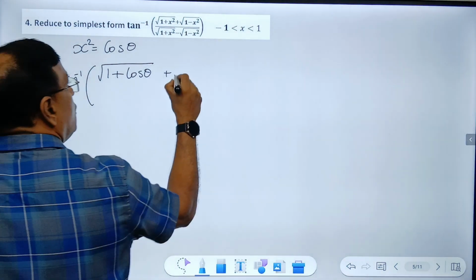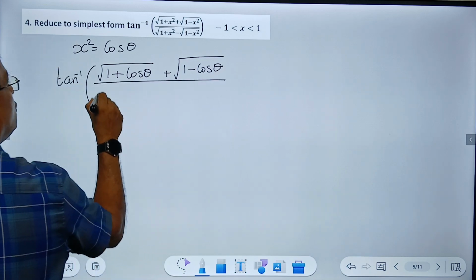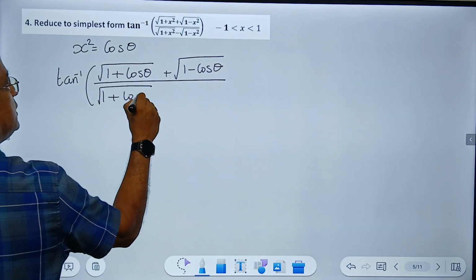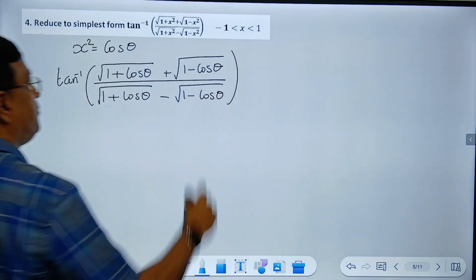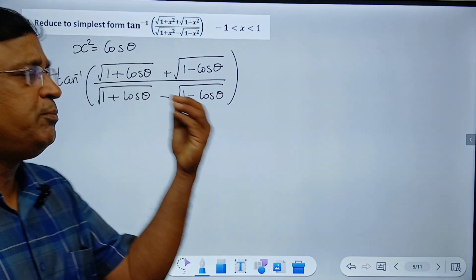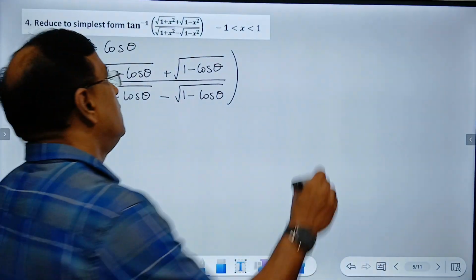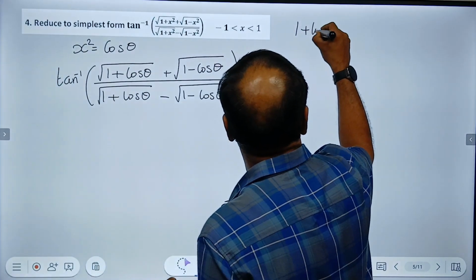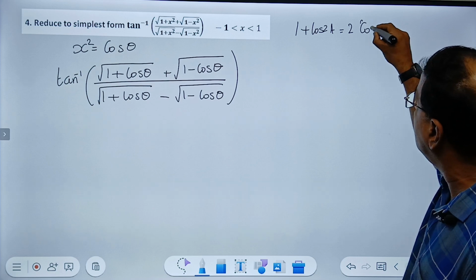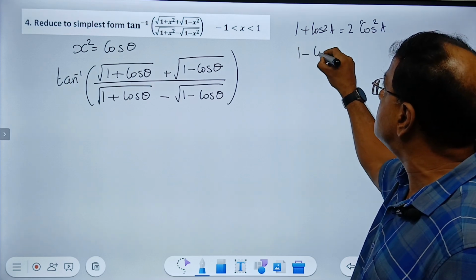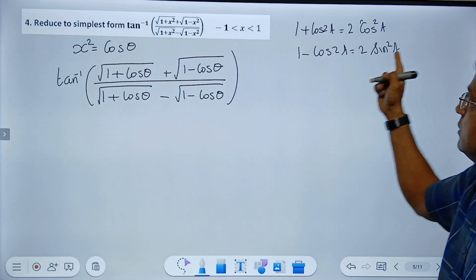And this will be root of 1 minus cos theta divided by root of 1 plus cos theta minus root of 1 minus cos theta. Okay, just I put x square as cos theta. How do I know? Check the formula page, it will help you. Now what is 1 plus cos 2a formula? 1 plus cos 2a is 2 cos square a. And what is 1 minus cos 2a? 1 minus cos 2a is 2 sin square a. So put those formulas here.